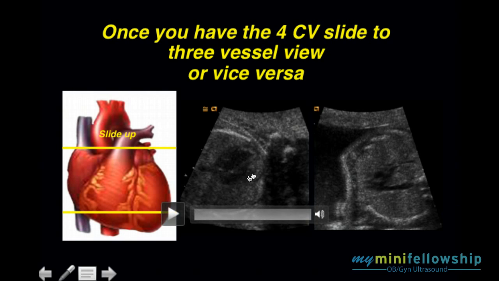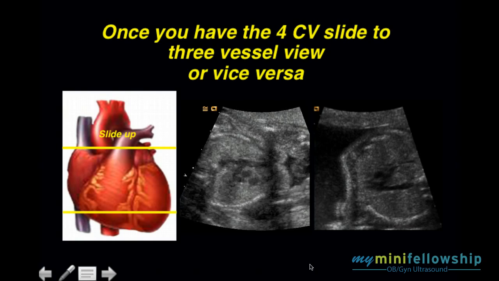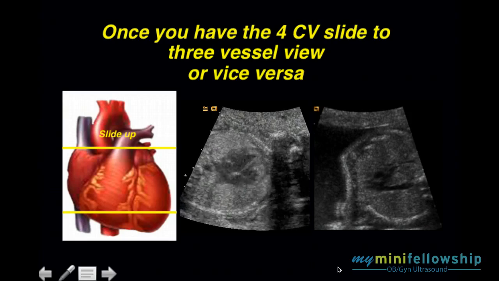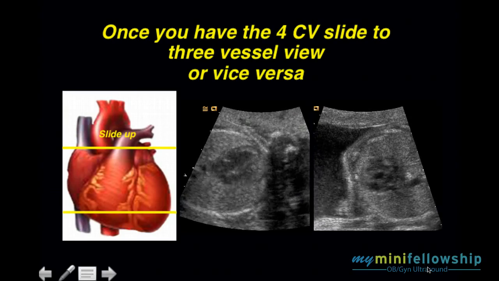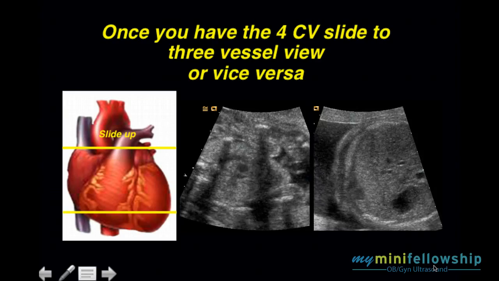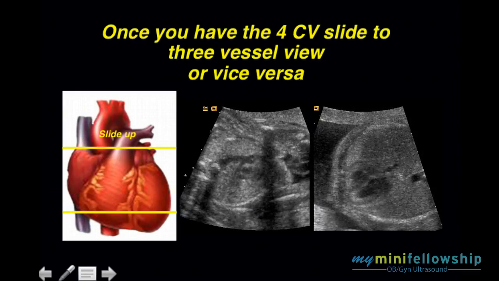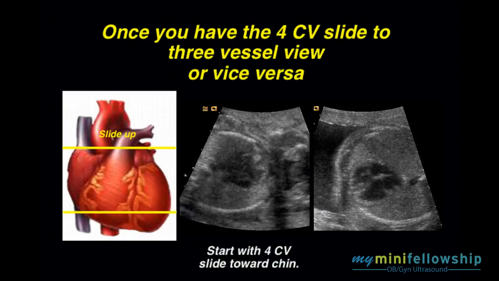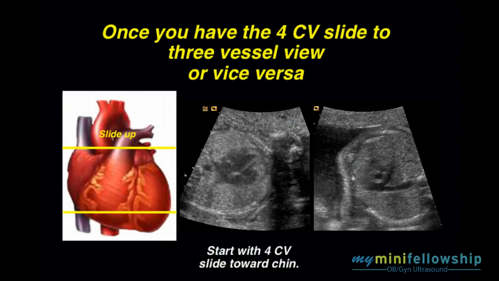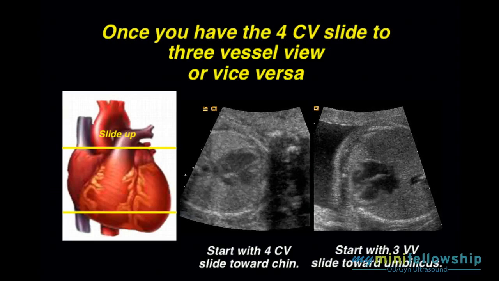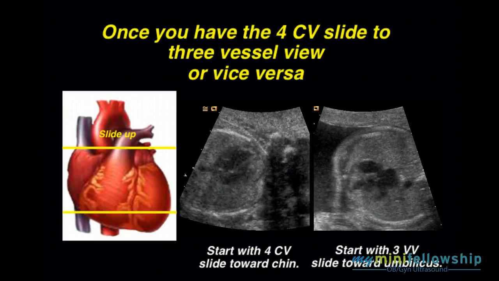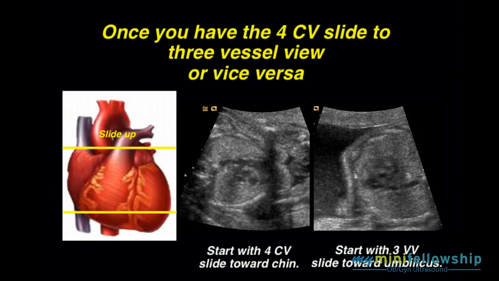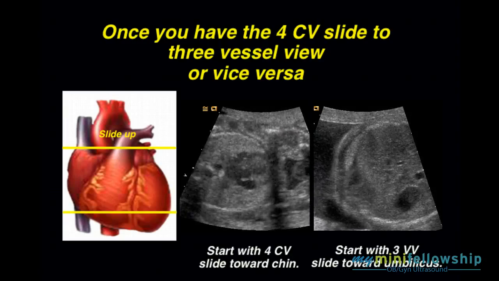So here we start with the four-chamber view, slide up, get the three-vessel view. Here we start with the three-vessel view, slide down, get your four-chamber view. Here we started with the four-chamber view, slid down toward the chin. Here we started with the three-vessel view, slide toward the umbilicus and get your four-chamber view. Again, examine the fetus as the opportunities present themselves to you.